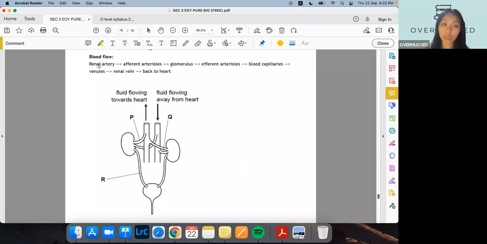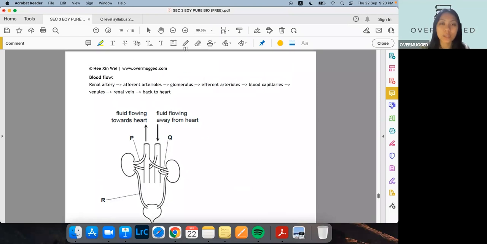Renal artery, what does renal artery do? It transports blood from the heart to the kidney, right? And then it passes through the afferent arteriole, which is wider, and then through the glomerulus. The glomerulus is the ball of blood capillaries there, and the efferent arteriole is narrower. And this creates the high hydrostatic blood pressure.